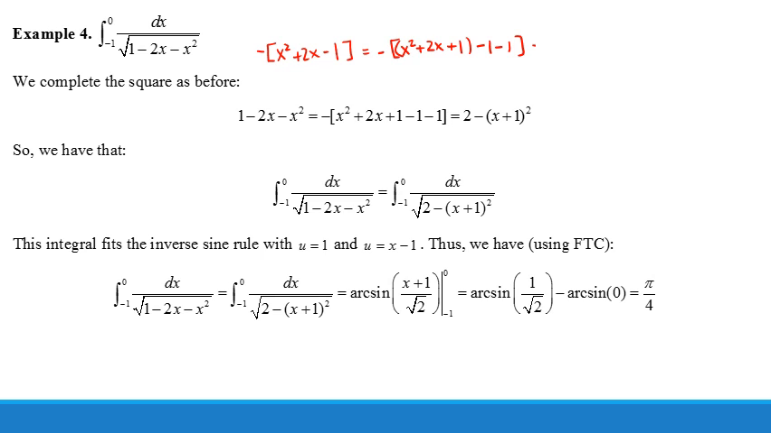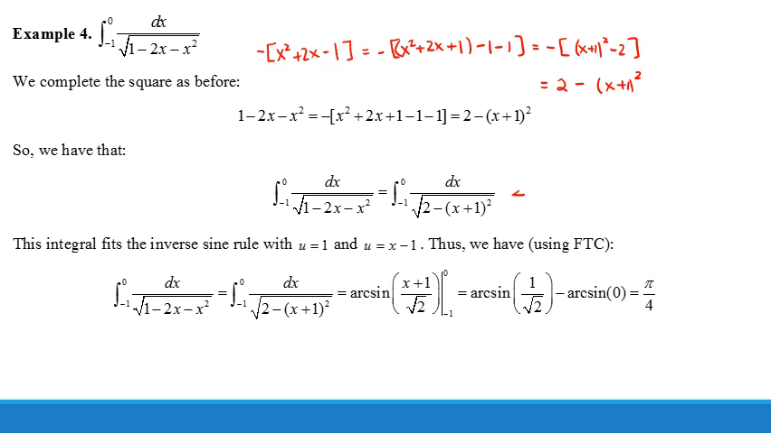Okay, so just cleaning that up, that's going to be negative. Factoring what's in the parentheses is going to give me x plus 1 squared, and then combining the two negative 1s will give me negative 2. And so that's going to equal, if I distribute the negative, 2 minus x plus 1 squared. Okay, so there's the completing the square part.